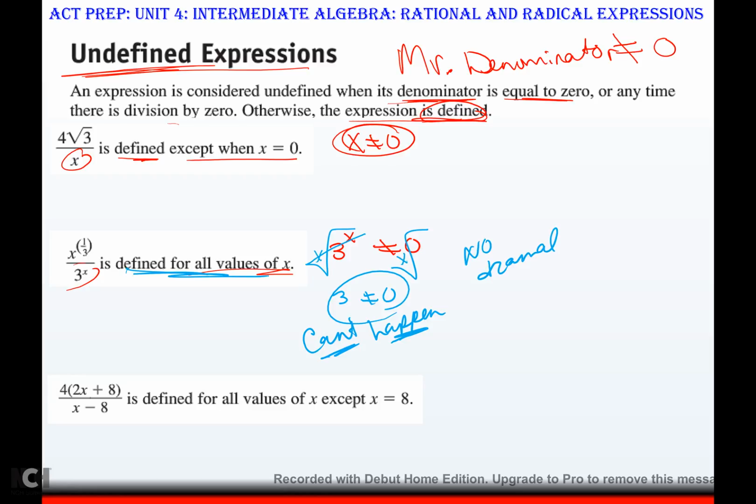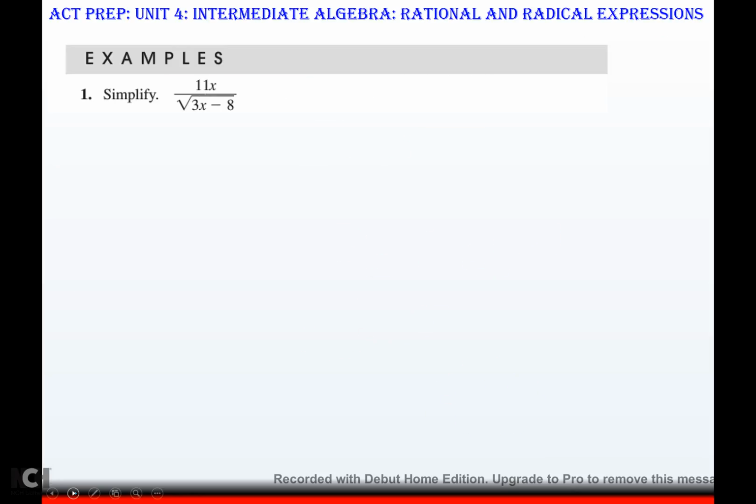Okay? So on this one, I take my denominator, x minus 8, and I say you may never equal 0. Add 8, which means x may never equal 8, which means that the function is defined everywhere except for when x equals 8. Okay? All right, so to simplify this, you can't divide 11x by a radical. Okay, so there's a law that says you can never, ever, ever leave a radical in a denominator. So what they're telling me to do basically is rationalize the denominator.